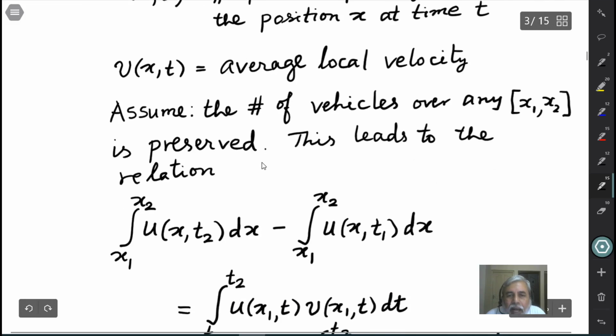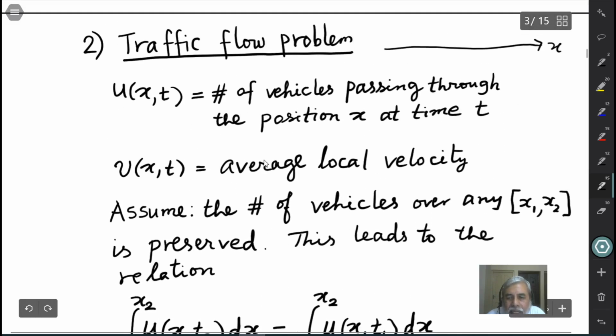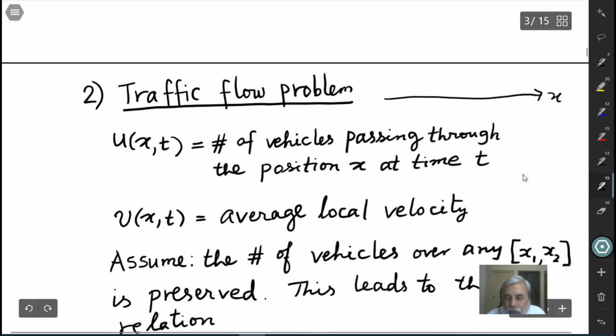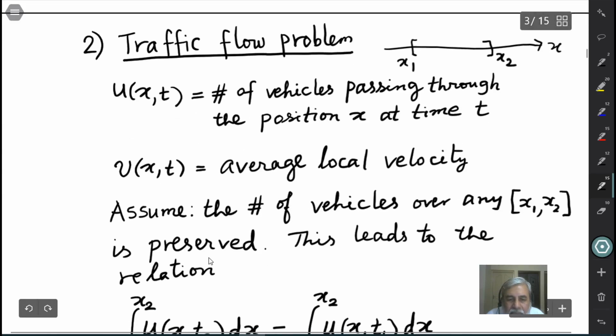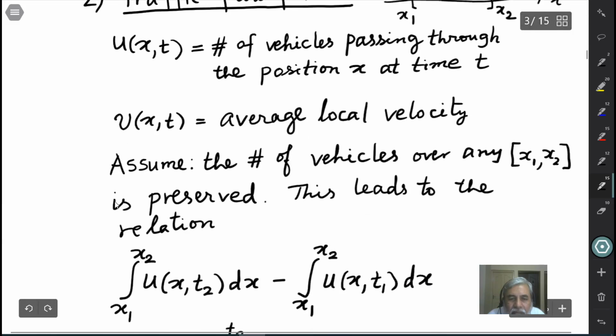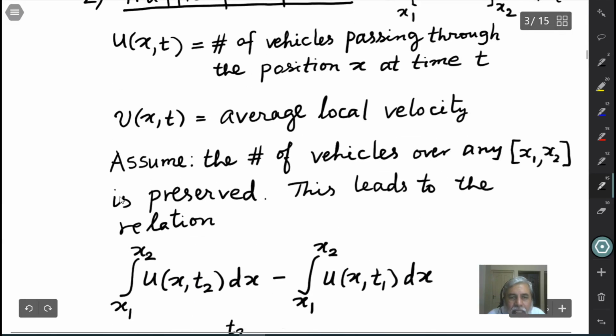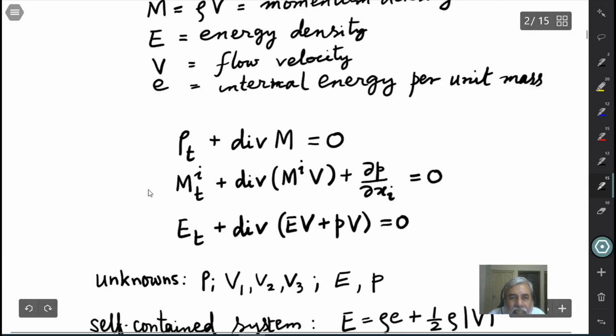And let v(x,t) denote the average local velocity of the vehicles, that is, the local speed. Let's assume that at any time t, the number of vehicles within any interval [x1, x2] on this highway is a constant. So that's the assumption of conservation.